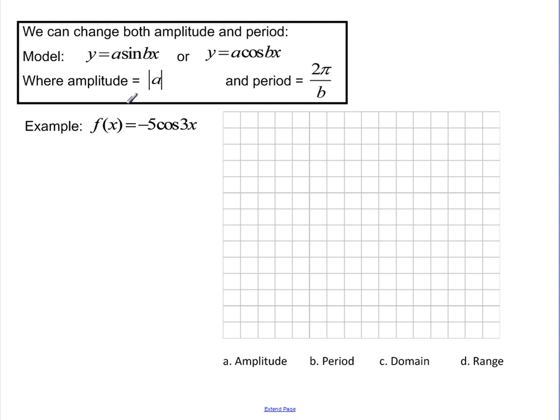All right, so let's do one last example. This time we're going to use the cosine function. Again, we were using our model where we changed both the amplitude and the period. So running straight through it, the first thing we do is we establish our amplitude. In this case, our amplitude is the absolute value of A. So we're going to say our amplitude is 5.